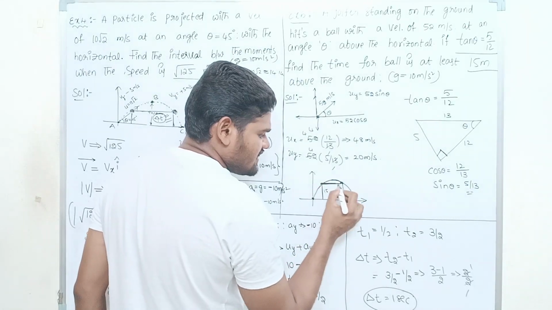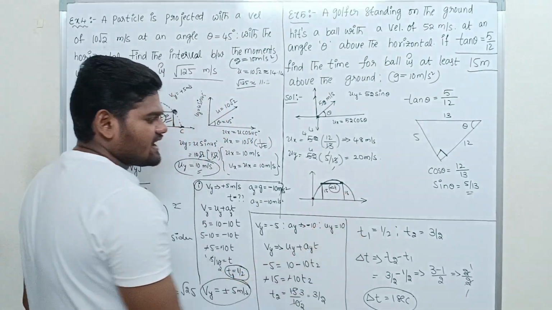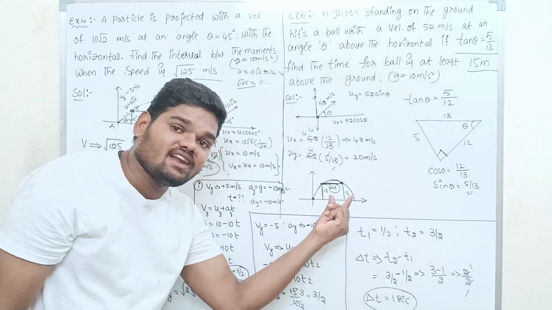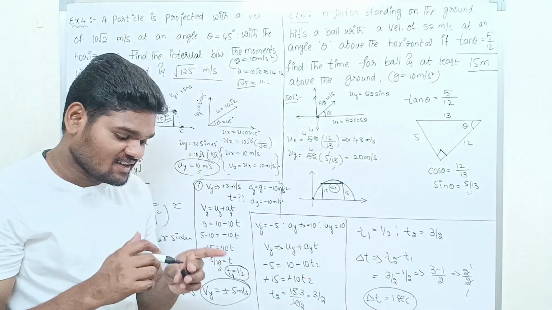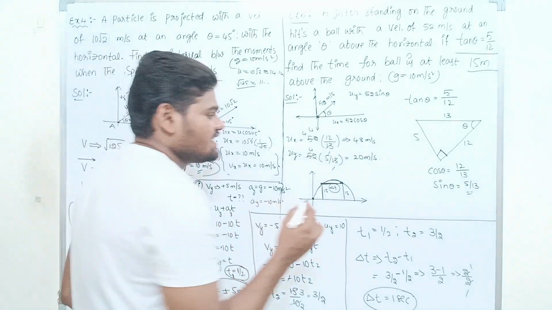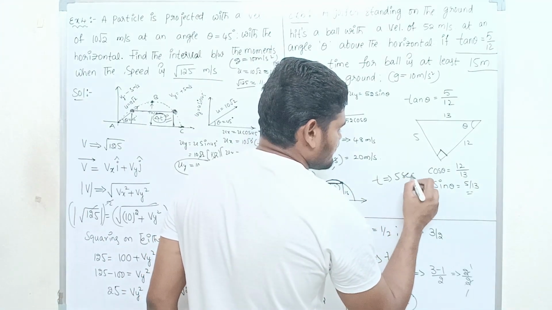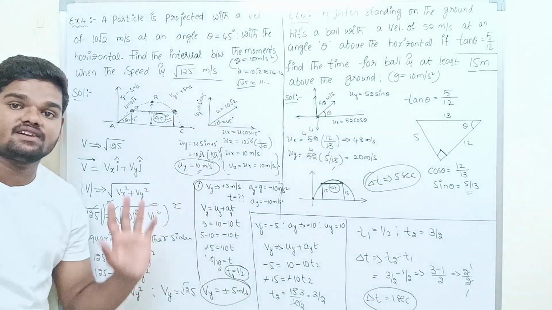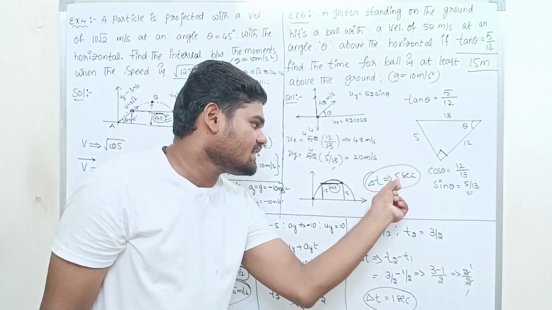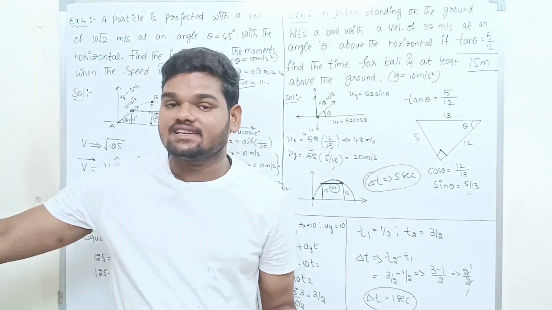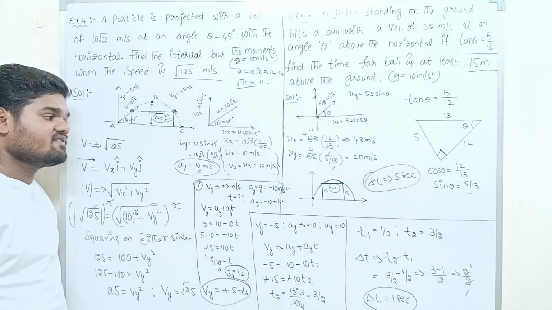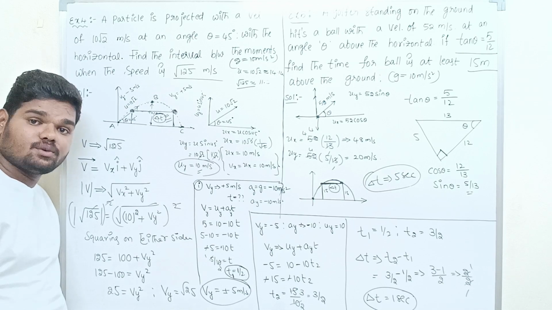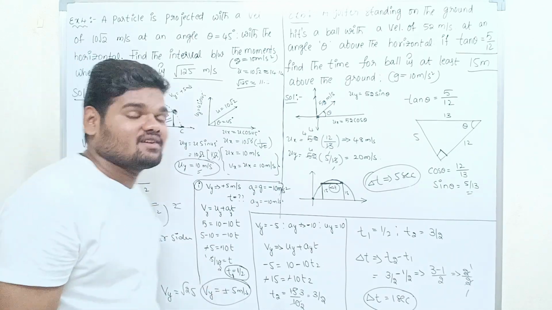So what do we have to find? We have to find delta t, the time interval between these two points where the height is 15 meters in the projectile motion. Try the solution and you will get the time interval delta t is equal to 5 seconds. Follow the same method, and if you get 5 seconds, that is the correct answer. Pause the video and try the solution. 3, 2, 1, go.